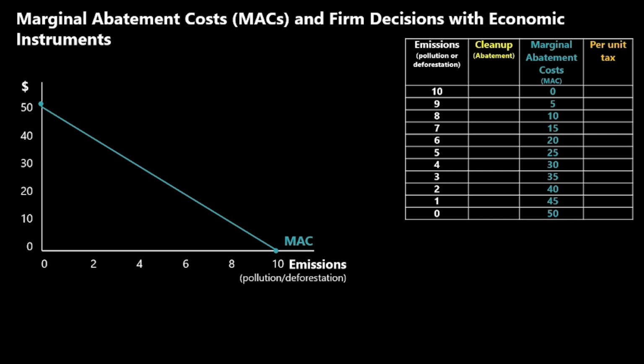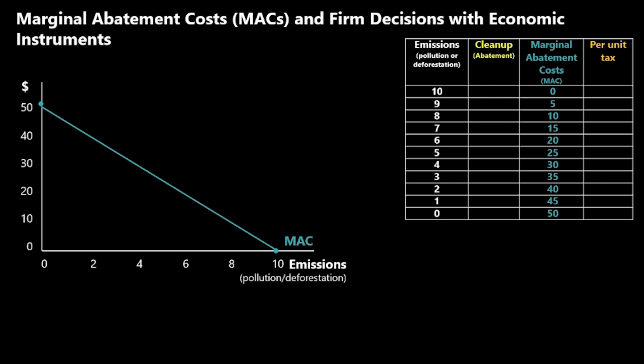This video covers how marginal abatement cost curves can be used to explain firm decision-making under different economic instruments. This video will focus on firms and their decisions to reduce emissions. I will follow up in the next video by extrapolating these ideas to landholders and tropical deforestation.